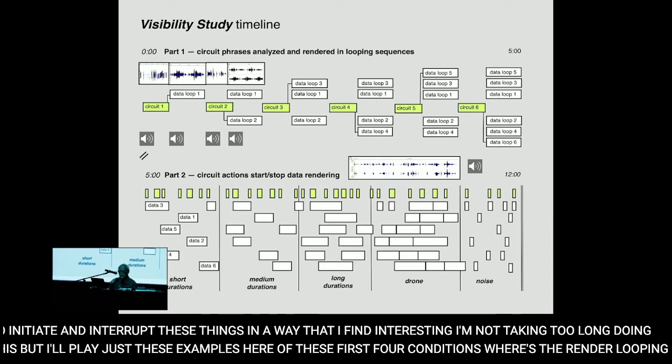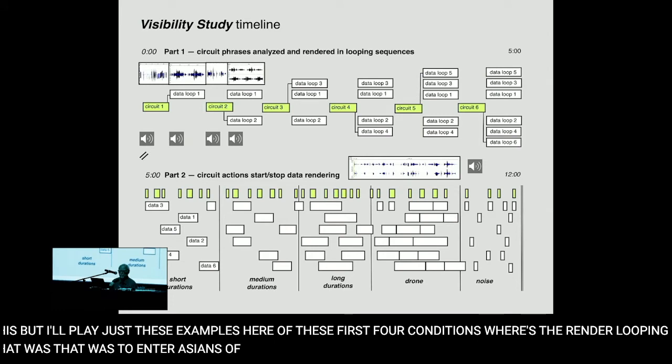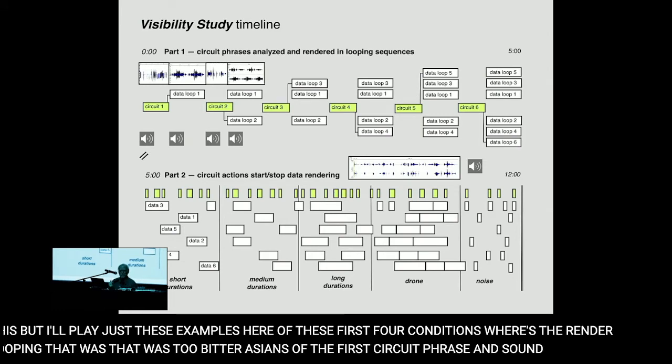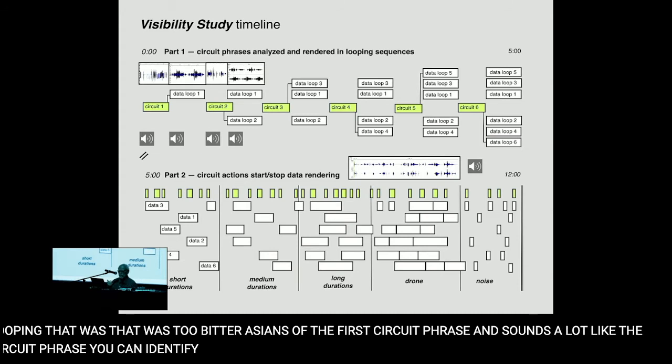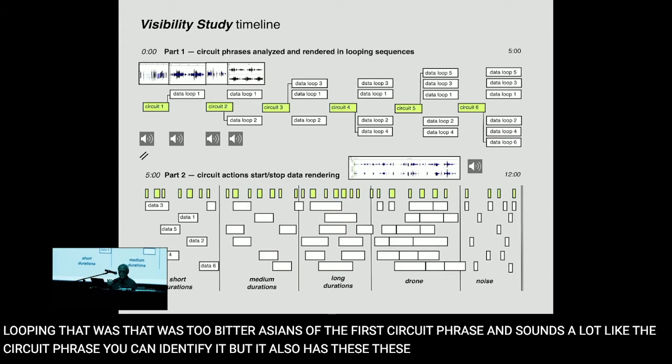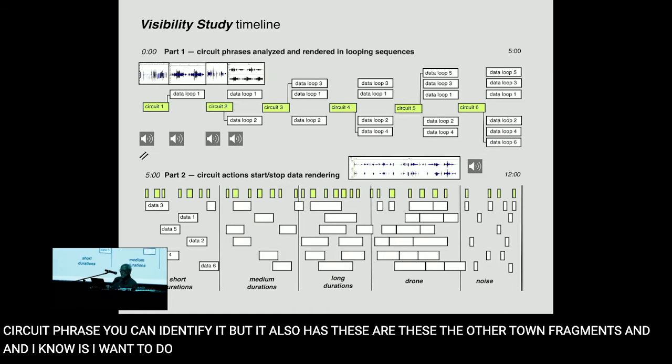So that was two iterations of the first circuit phrase, and it sounds a lot like the circuit phrase. You can identify it, but it also has the other tone fragments and noise elements too. And this is the next circuit phrase.